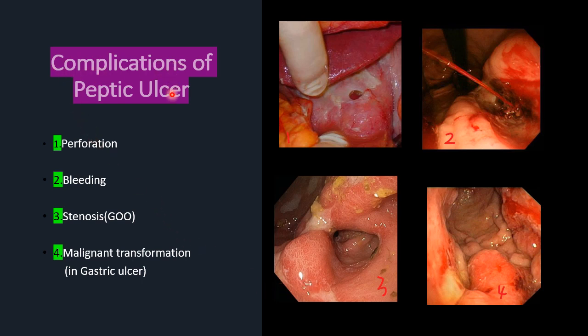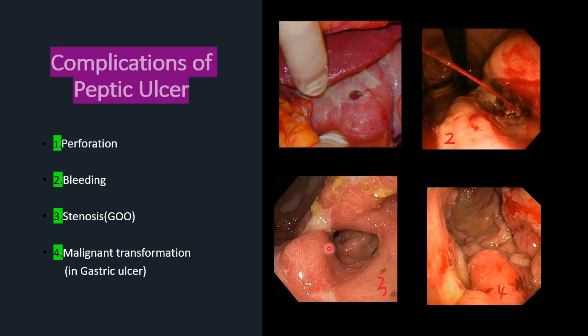Complications of peptic ulcer are very important, and this will be covered in another lecture because it's quite a long topic. So I shall just list out the complications that are commonly seen. Perforation of peptic ulcer, okay, this one. See a duodenal ulcer, the first part of the duodenum, there's a perforation, a hole in the ulcer. Second is bleeding. See, this has eroded the gastroduodenal artery, and then there's a spurting of blood, which is a bleeding peptic ulcer.